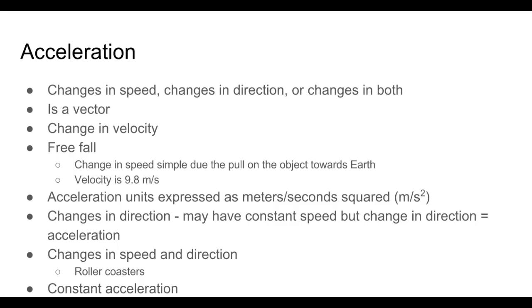Acceleration is changes in speed, or changes in direction, or it could be changes in both. It's always going to be measured as a vector. Remember, a vector is measured in magnitude, which is your number, and a direction. So it has both. It's going to have a directionality to it as well, which is why acceleration can also be an increase in speed or decrease in speed. So acceleration can be a positive or a negative number.